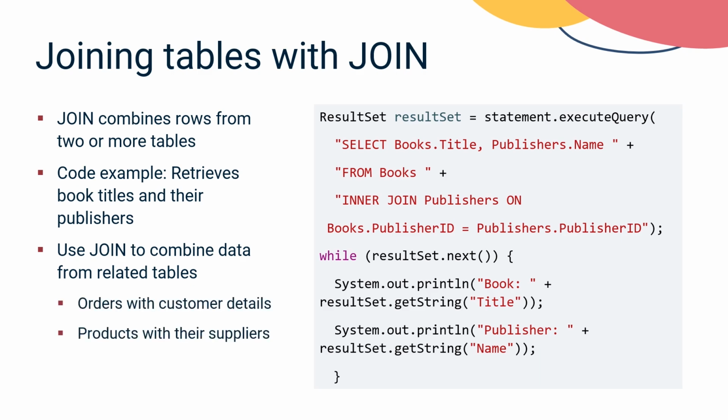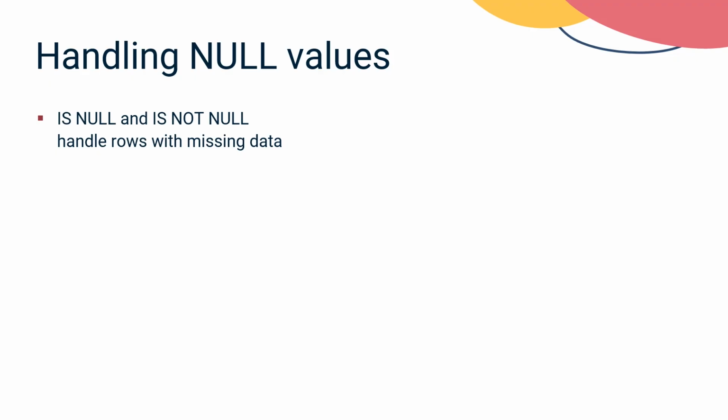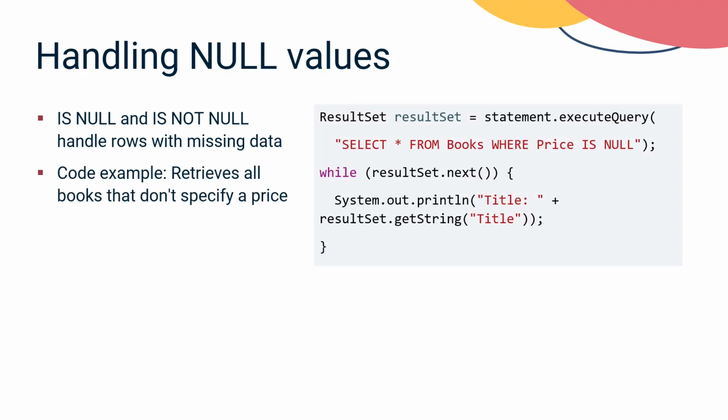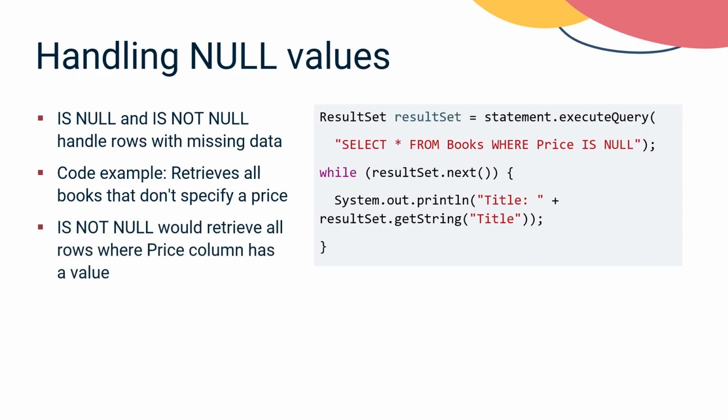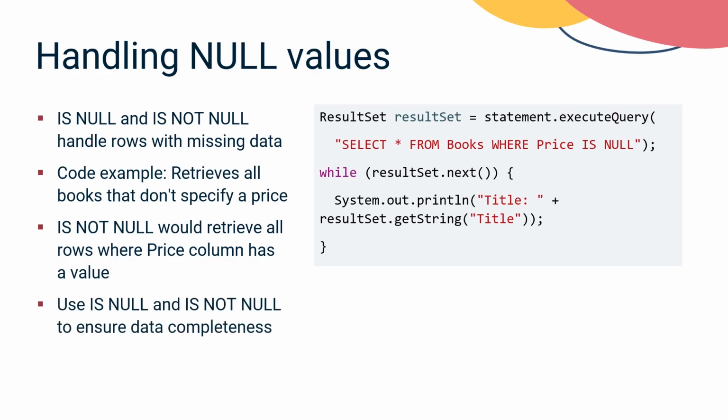You use the isNull and isNotNull operators to handle rows with missing data. This code example retrieves all books that don't specify a price. In this code, isNull retrieves any rows where the price column has no value. If you used isNotNull instead, it would retrieve all the rows where the price column has a specified value. So, you would use isNull and isNotNull to ensure data completeness and prevent unexpected behavior in your queries and applications.